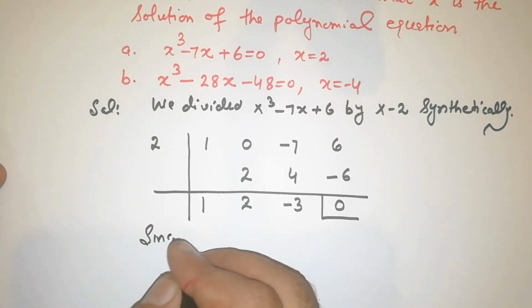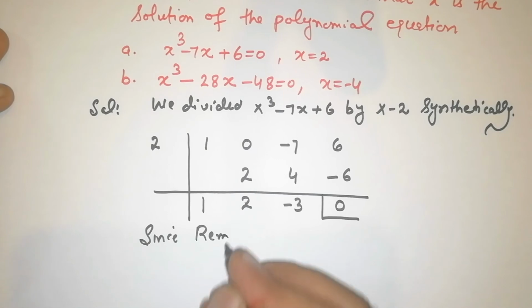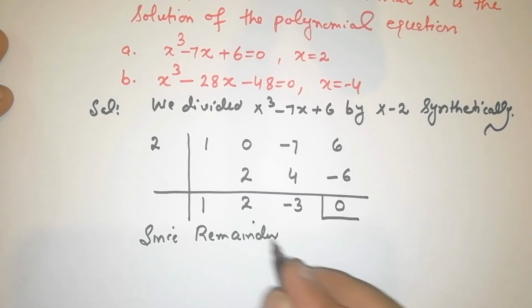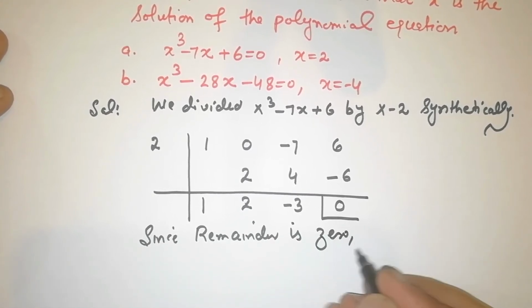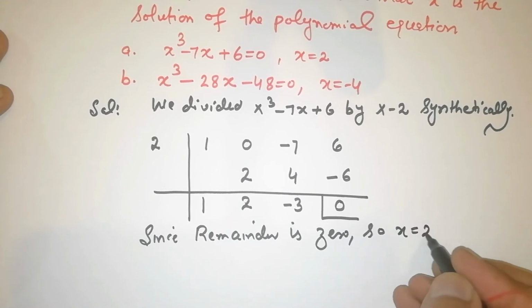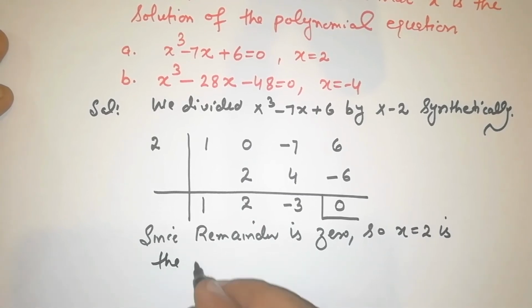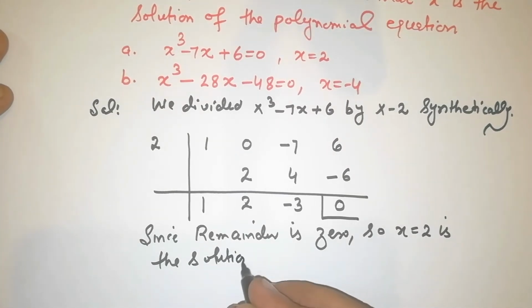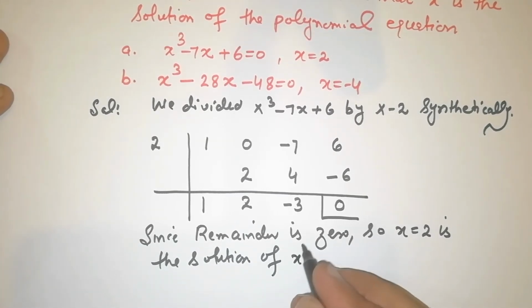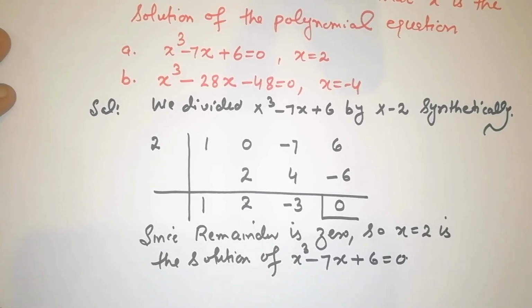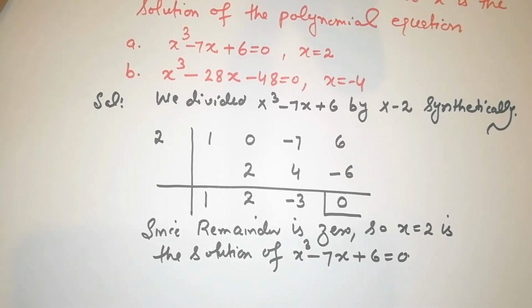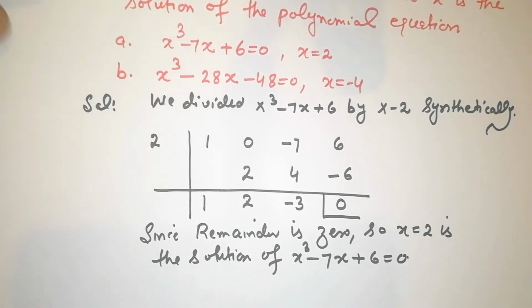Since the remainder is 0, x equal to 2 is the solution of this polynomial equation, x cube minus 7x plus 6 equal to 0. Now in the second part we prove that x equal to minus 4 is a solution or root of this given polynomial equation. So see here, students, this B part.